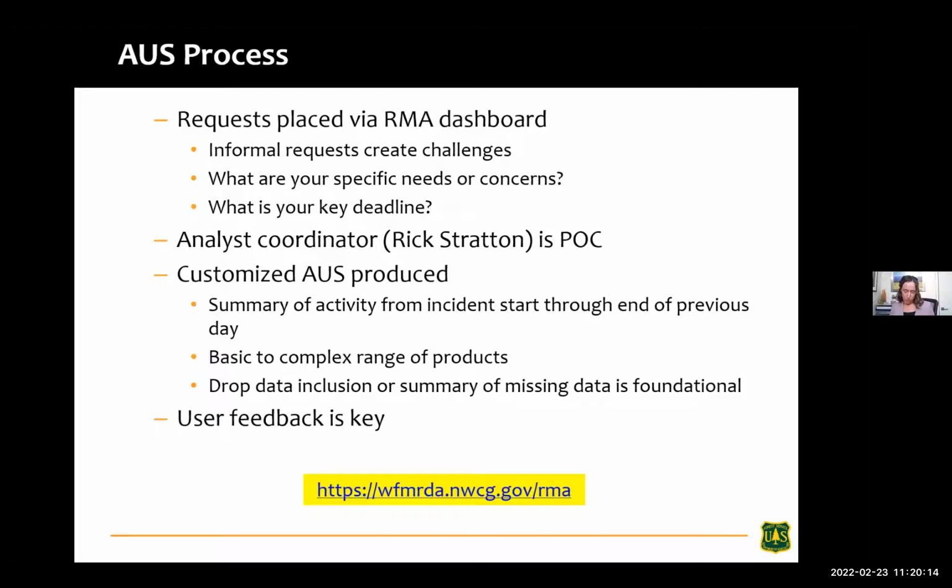If you want an AUS for your fire or your forest or some other area, you go to the RMA dashboard and basically click some links and place a request. Rick Stratton is the lead analyst and coordinator, and he sort of vets the request and reaches out to me and ensures that I can meet capacity to deliver it. I'm the only person currently who produces these products for fire managers. We'll talk about the future toward the end of the presentation, but that's definitely a bottleneck in terms of getting data out to folks.